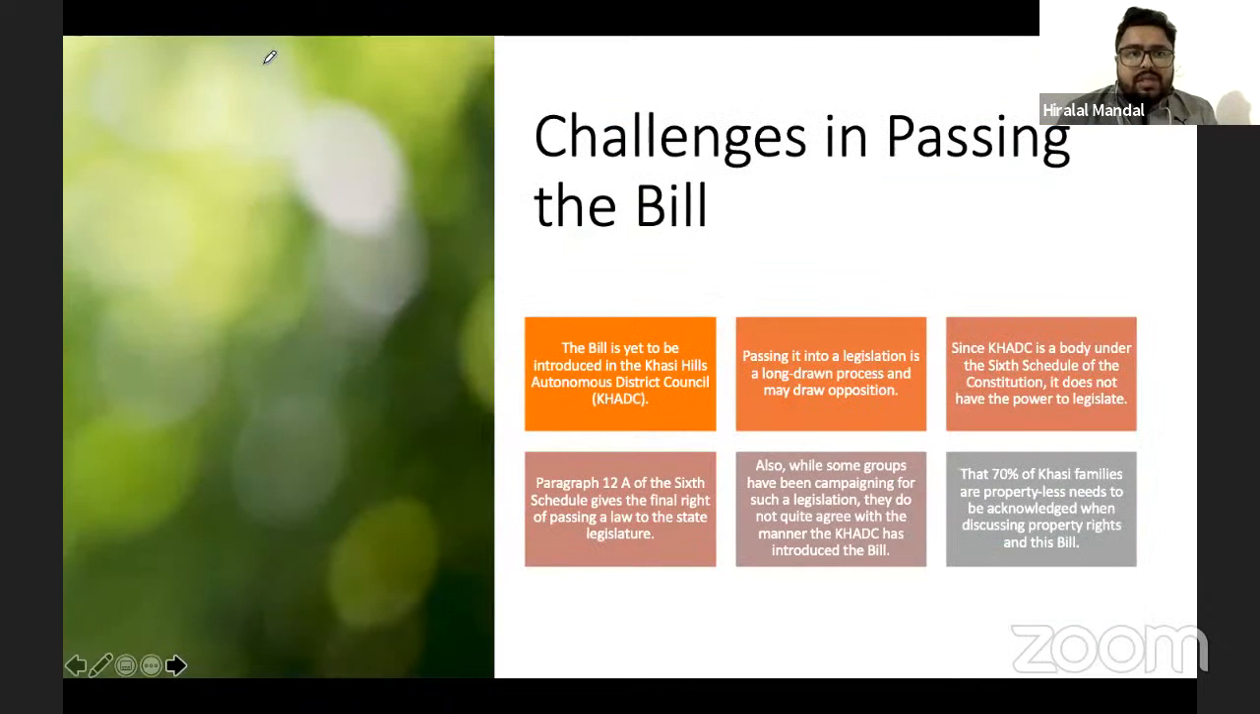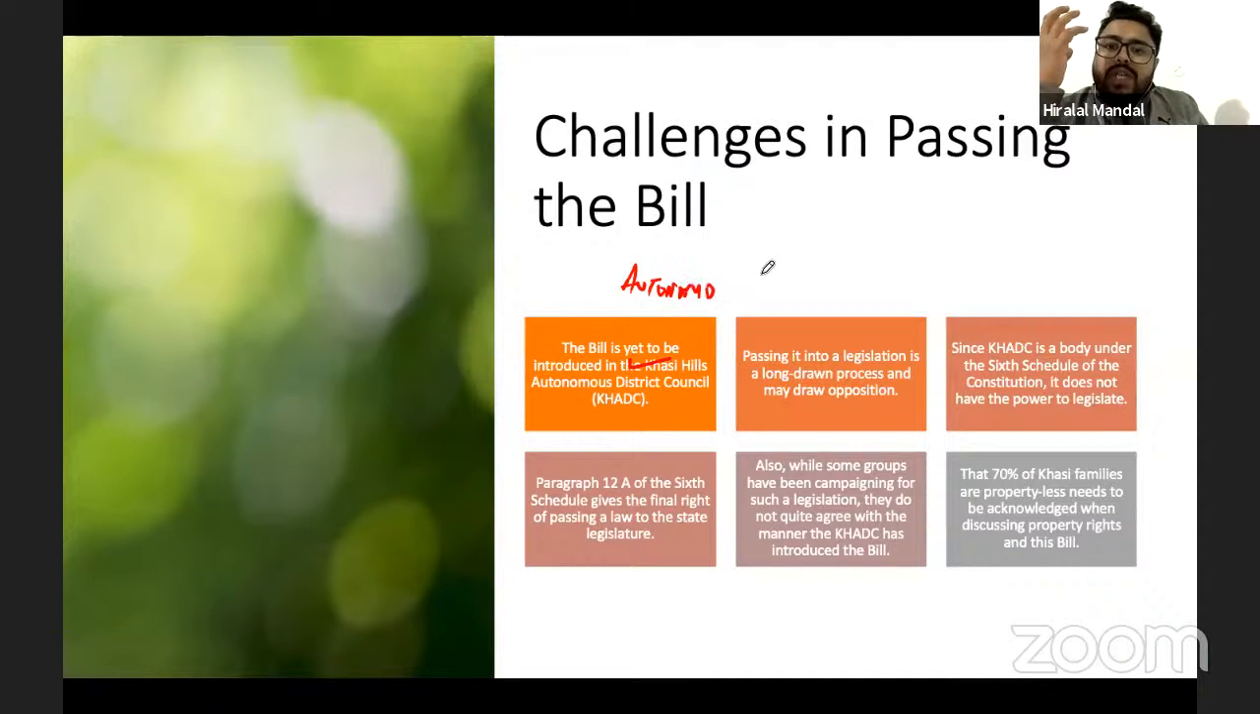But then there is a problem when it comes to the passing of the bill. Why? Because the first thing is about the restrictions, because it is an autonomous council. Tribals can set up their autonomous council. This has been set up under the Sixth Schedule of the Constitution, which mentions autonomous councils in Assam, Meghalaya, Tripura, Mizoram. So in these four states, autonomous councils have been created.